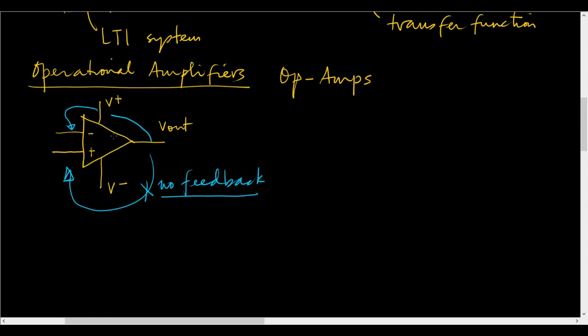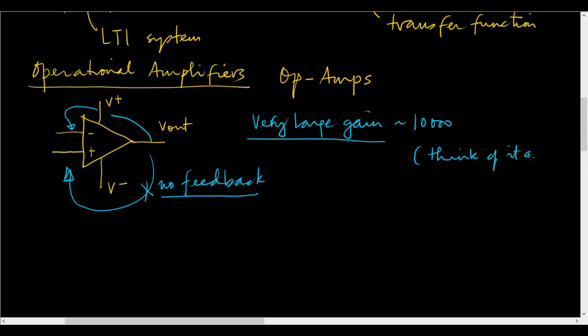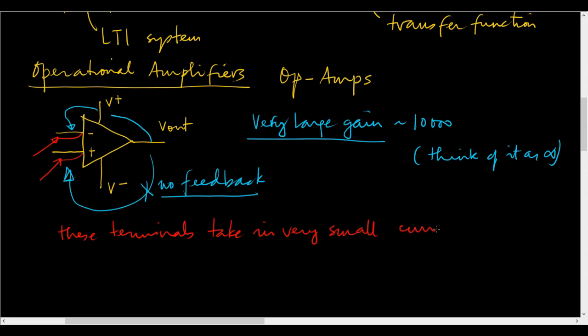Now what does it do? It has a very large gain, something like 10,000. We think of it as infinity. The input terminals take in very small currents, I think maybe microamperes. I'm not an expert, but we think of it as zero.